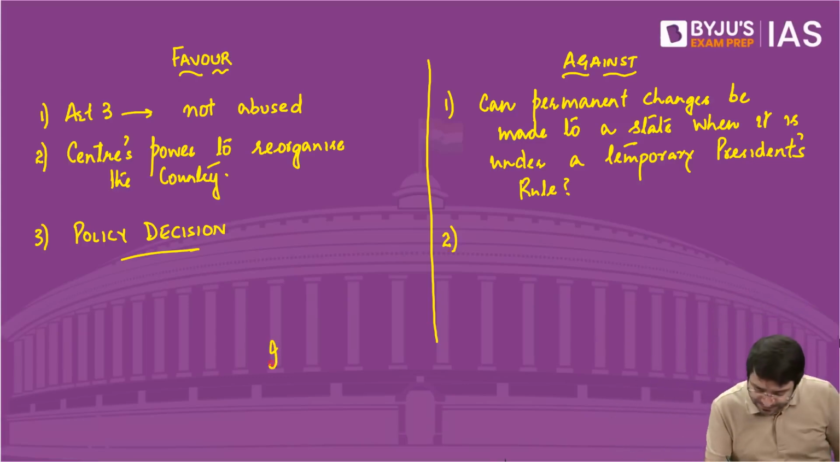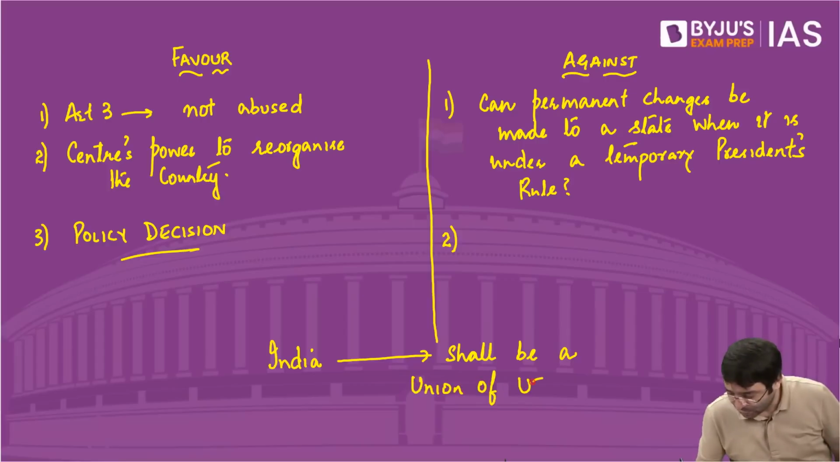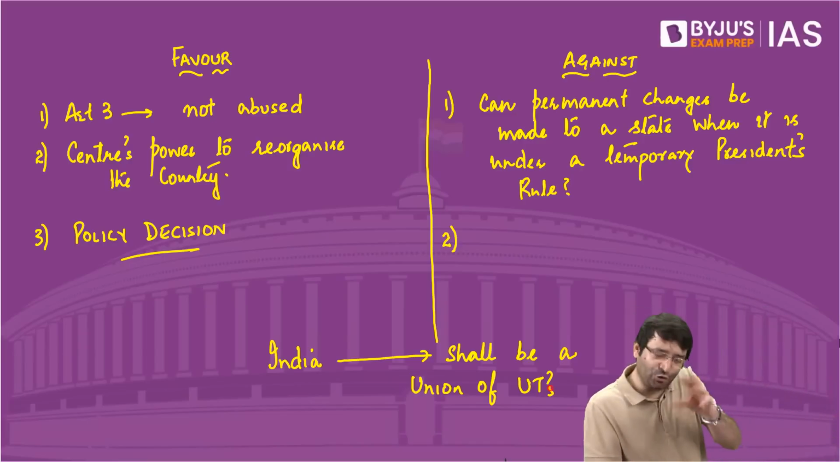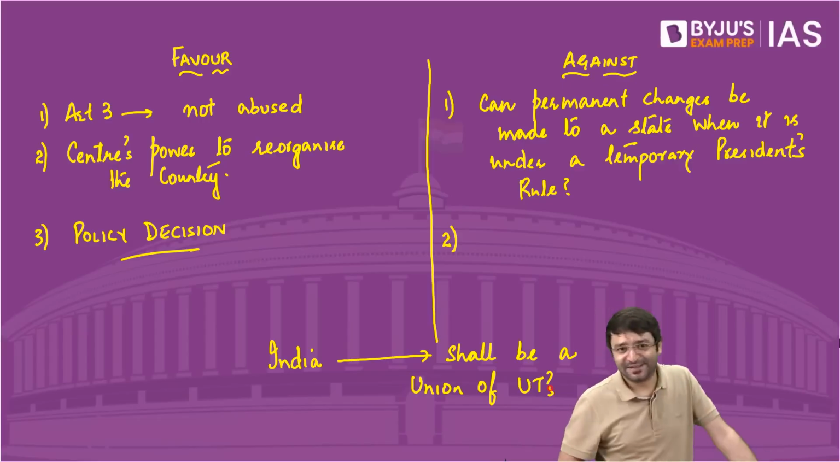That means then Article 1 would say India, that is Bharat, shall be a union of union territories. And when it is a union of union territories, that means it's not a federal constitution. There is no dual government, there is no distribution of powers.